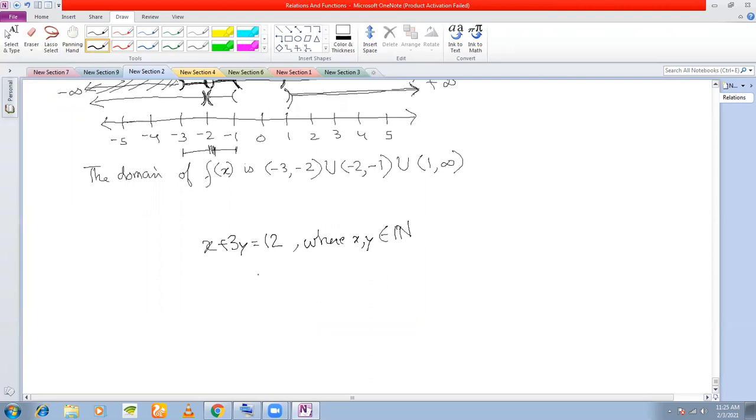Find the domain and range of the function. But this is not a function. This is an equation you are giving me, and this is a function of two variables. I'm talking about a single variable. We are still dealing with functions of a single variable. You have given me two variables, x and y. So give me y in terms of x. You can give it to me this way: y is equal to (12 minus x) by 3. This will be y is equal to f(x). Understood?